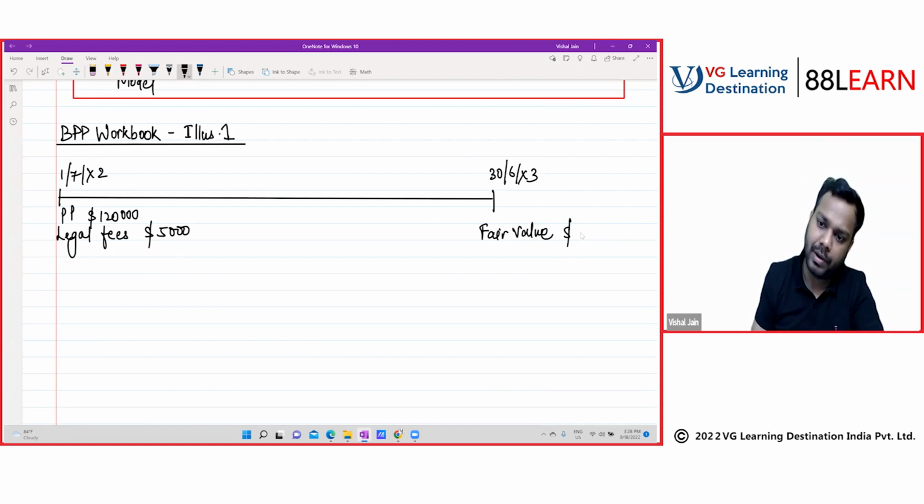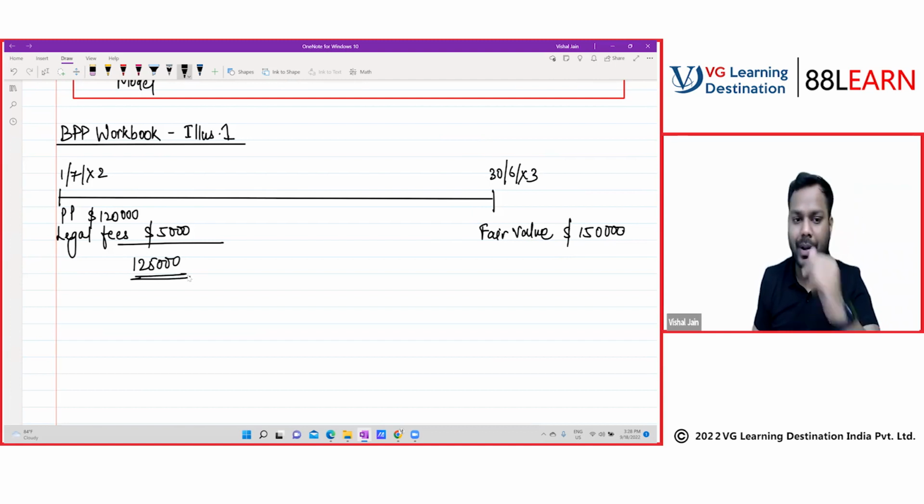is $150,000. Now, tell me, what is the cost of the land? So the legal fees will form part of the other directly attributable costs, right? Any other directly attributable costs, the price will be, the cost will be $125,000.